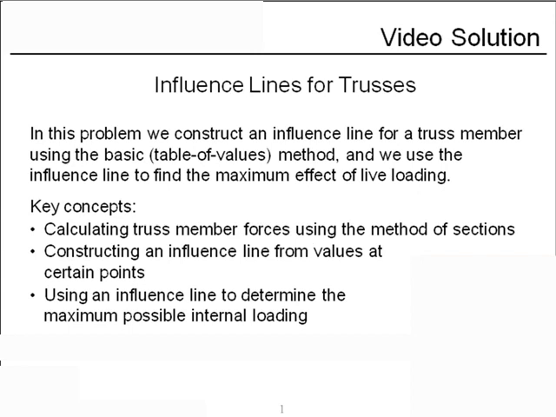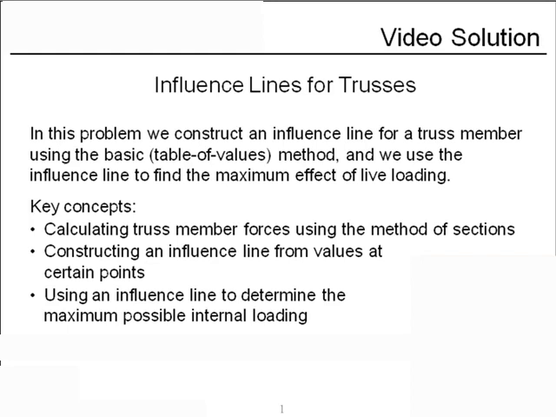Trusses also experience live loads, so an influence line can be a valuable tool for presenting information about the effect of live load on the member of a truss. So in this problem, we're going to construct an influence line for a single member of a truss using the basic method, or the table of values method, and we'll use that influence line to find the maximum effect of live loading. Now we can't use the Mueller-Breslau principle in this case because it doesn't apply to trusses.